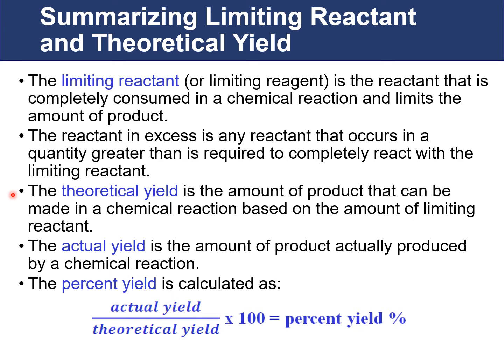The theoretical yield is the amount of product that can be made in a chemical reaction based on the amount of limiting reactant. The actual yield is the amount of product actually produced by a chemical reaction. So the actual yield is what you actually get. The theoretical yield is what, in theory, given the amount of limiting reagent you start with, the maximum amount of product that you should be able to get. The percent yield is a way of gauging how close you got to the theoretical yield. The percent yield is calculated as the actual yield divided by the theoretical yield times 100 to convert it into percent. This would give you the percent yield.